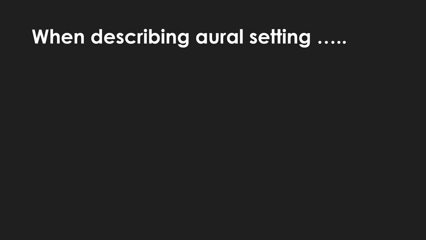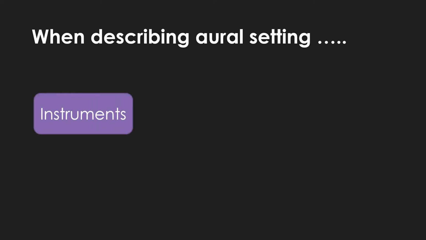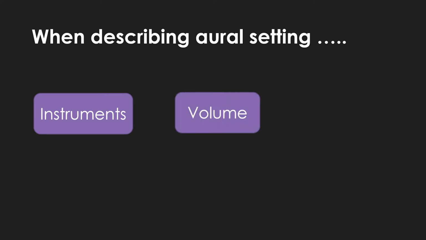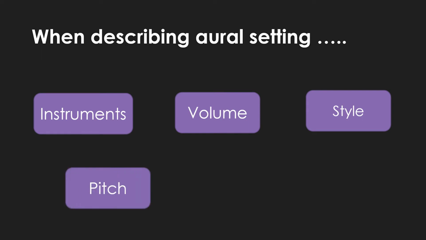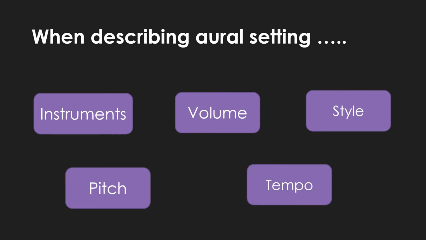Okay, when describing aural setting, what you want to include: you want to talk about the different instruments that are being used, the volume, so how loud, how quiet, the style of the music, the pitch, so is it high pitched, is it low pitched, and the tempo, so how quick it is, is it fast, is it slow. So these are the things when describing aural setting you really need to think about, because this is going to add the detail that we need. So again, I need you to pause the video now, write the subtitle of when describing aural setting, and just list these 5 underneath, please. Off you go.